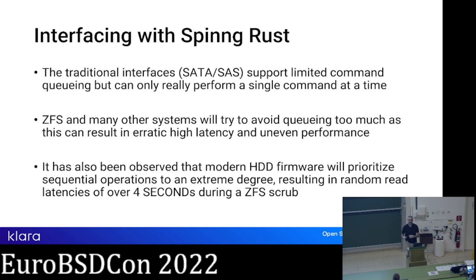But ZFS spends a lot of time trying not to queue too much work to the drive, because if you have something high priority come in, you don't want to put it at the end of a long queue where the latency before you get to that high priority read is going to be really high. So ZFS tries not to send too much work to the disk at once. But as we'll talk about with NVMe, you want to send as much work as you can because it's always going to be faster than you are.